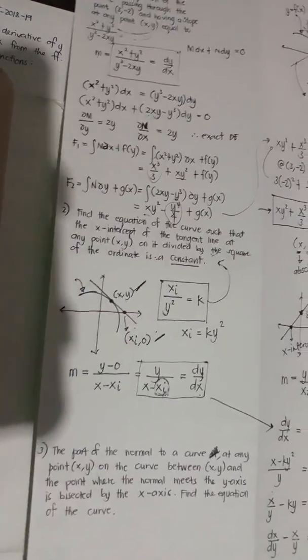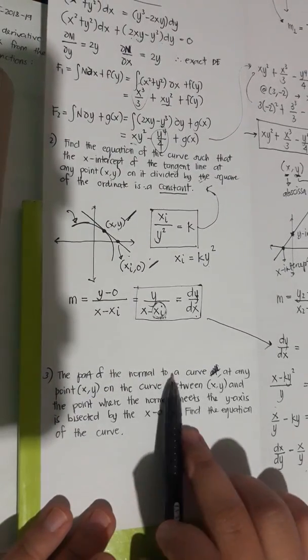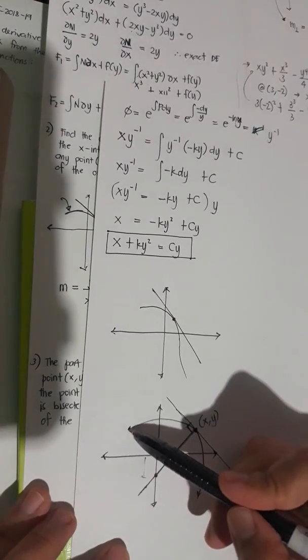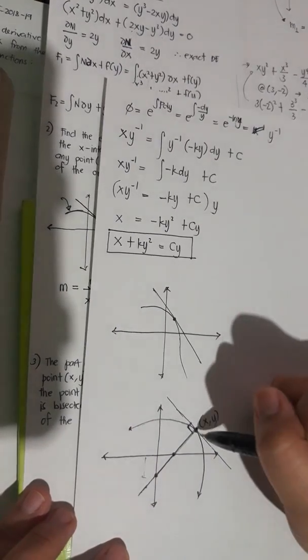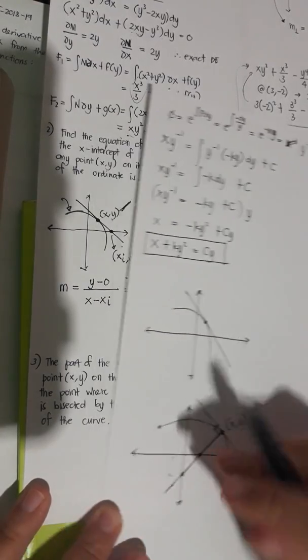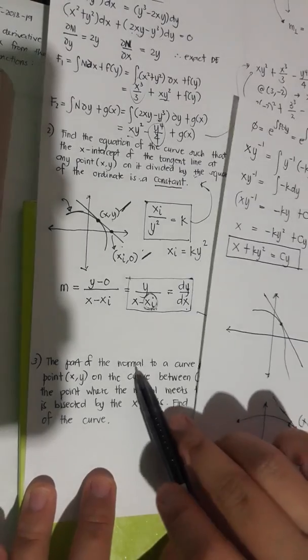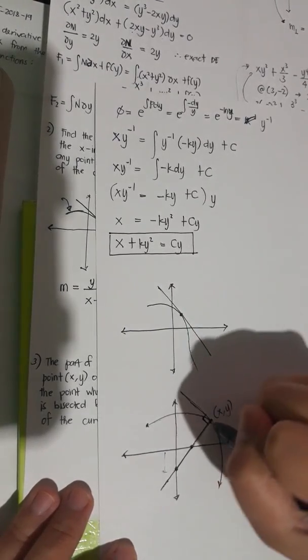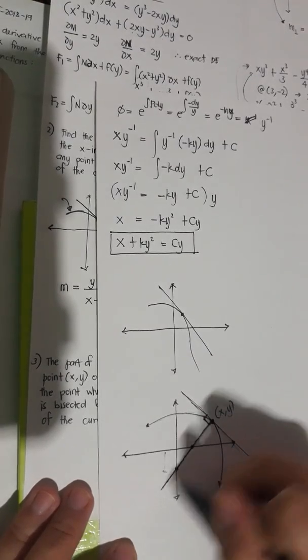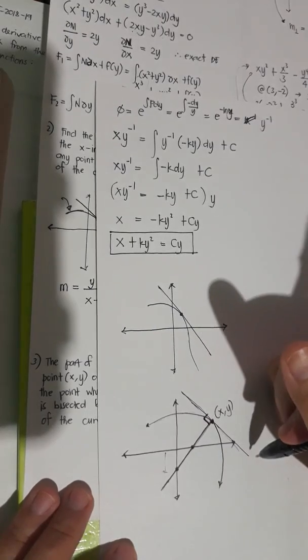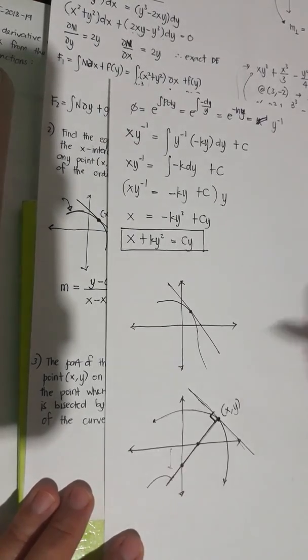Okay, next question, next example for geometric application. The part of the normal to a curve at any point xy on the curve. So let's say this is the curve being described, and this is one of the points with the coordinates xy. Now the normal: if this is the tangent line at this point on the curve, therefore this is the normal line at this point, which is always perpendicular to the tangent line.